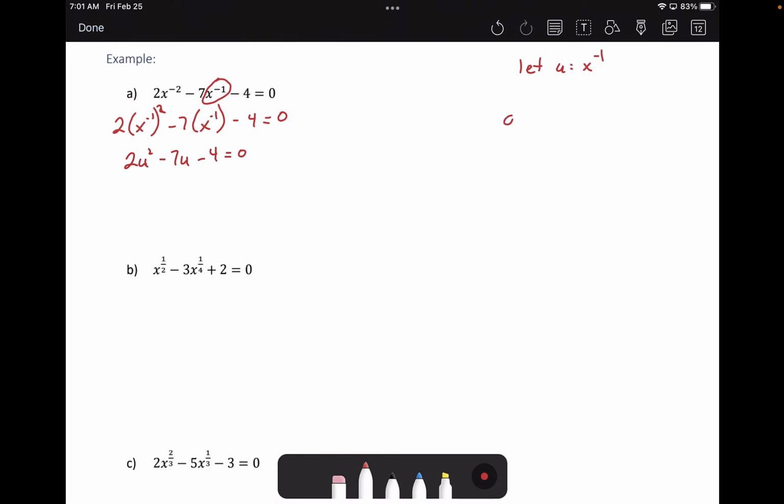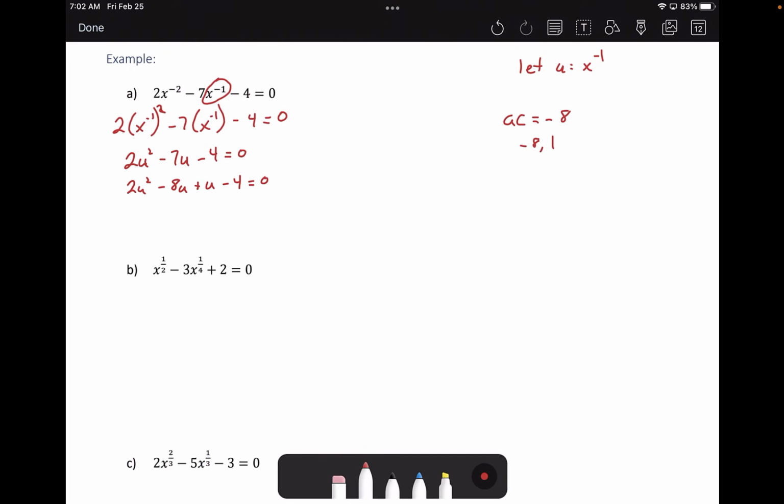We'll solve this using the AC method. A times c is negative 8. Two numbers whose product is negative 8 and whose sum is negative 7 are negative 8 and 1. So rewrite that quadratic as 2u squared minus 8u plus u minus 4 equals 0. Now we'll solve by grouping.